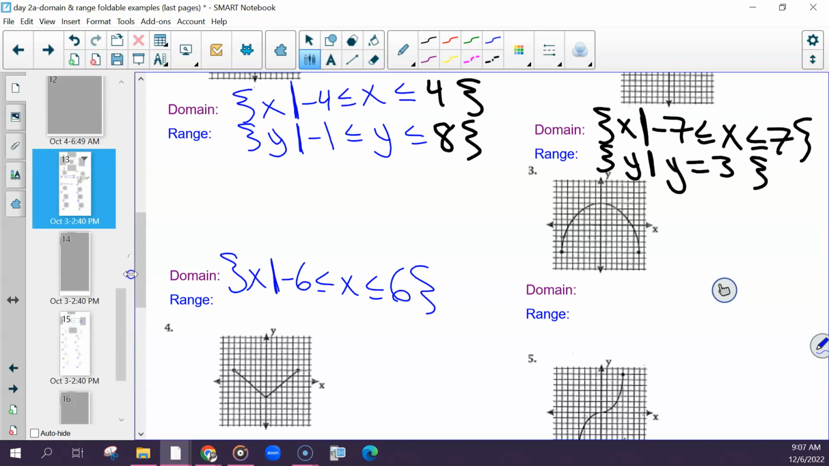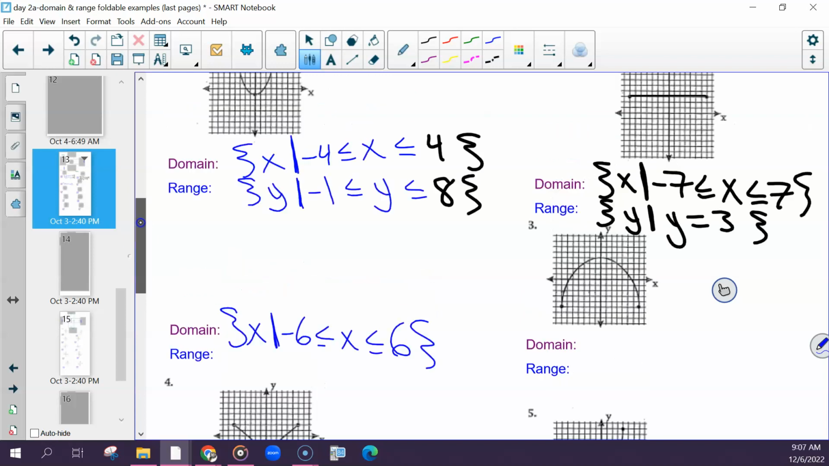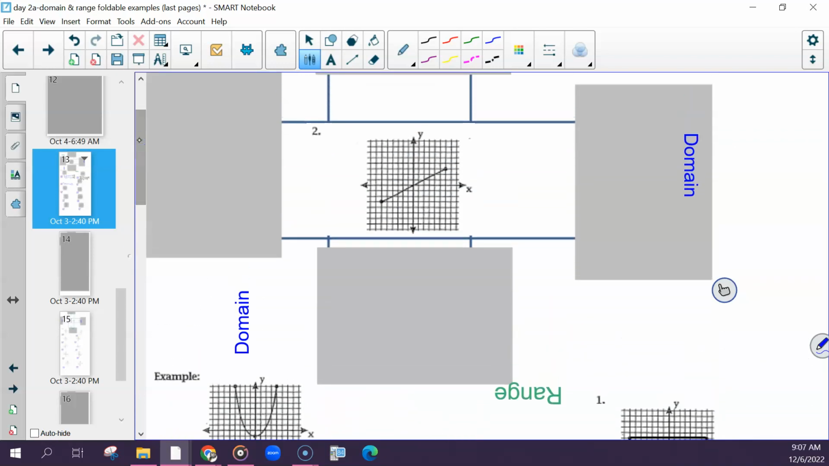Right. Now let's find the range. So these are the questions you would ask yourself. What is the furthest point to the left? What is the furthest point to the right for your domain? For your range, you would ask, what is the lowest point? And then what is the highest point? So for here, what is your lowest point? -3.